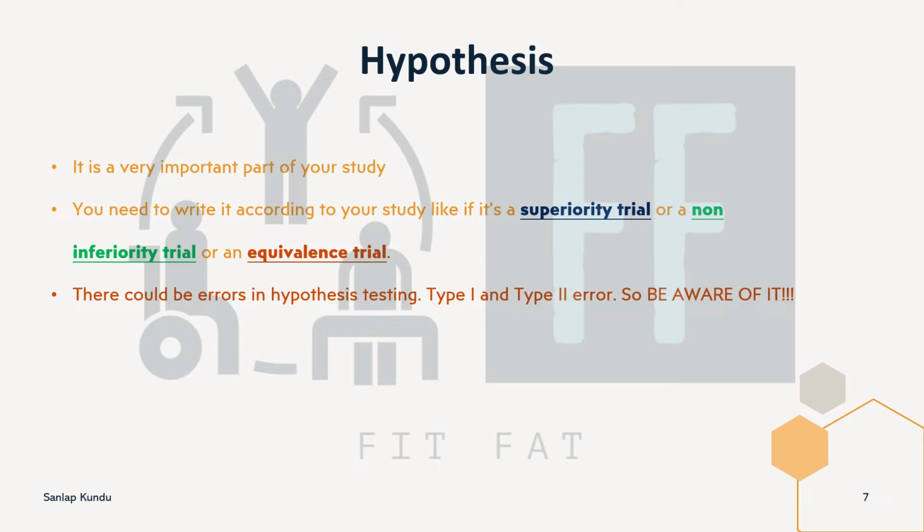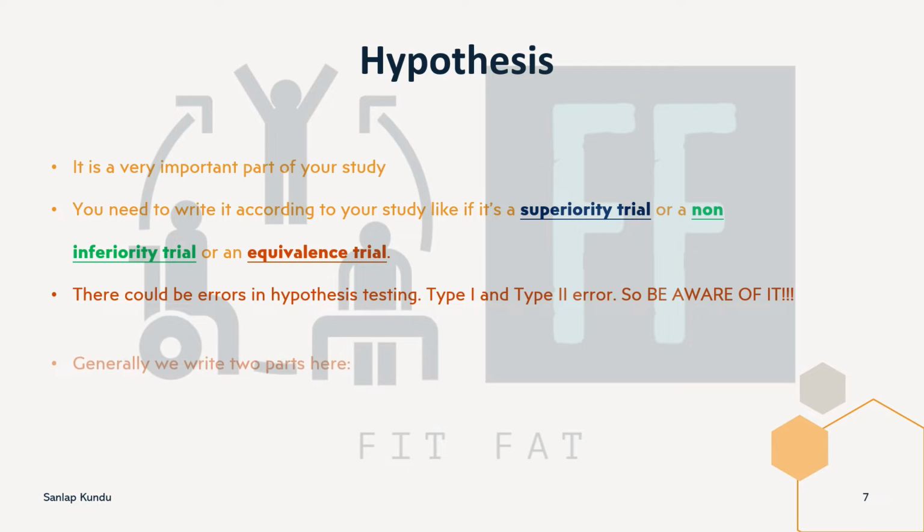Now, there could be errors if we perform a wrong hypothesis testing. The errors are type 1 and type 2 error. So if you guys comment about this, I will definitely make a video on type 1 and type 2 error. But please make sure you do not make the mistake of doing an error. So be aware of it.